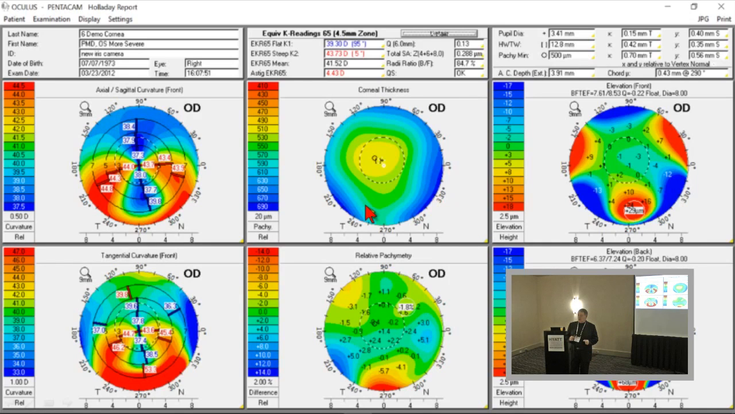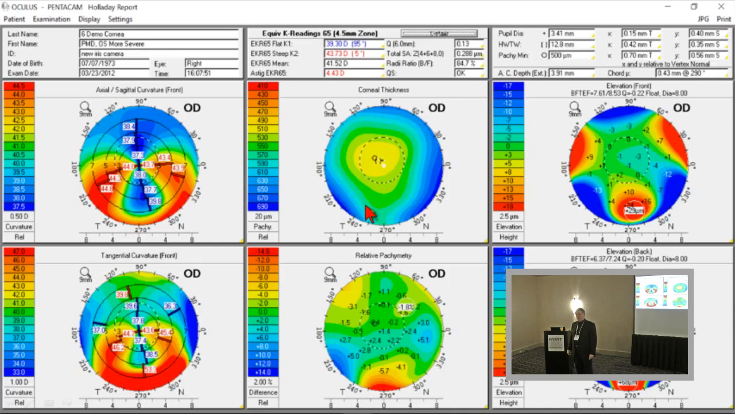Oh, okay. So it's not comparing it to itself like it does on some of the other maps. It's compared to a normative database. Why is that red down below, is what I'm saying? Yeah, because what's happened is, here's the margin, let's say this is the peripheral cornea. That's actually bulged out and gotten thinner in that area. So that area is thinner than it would be normally.